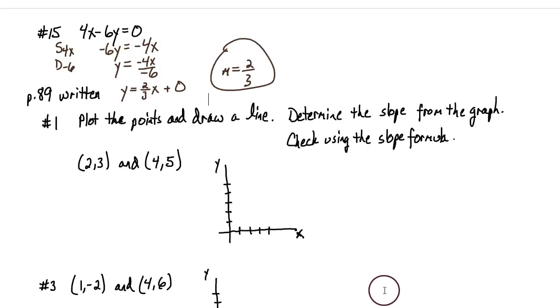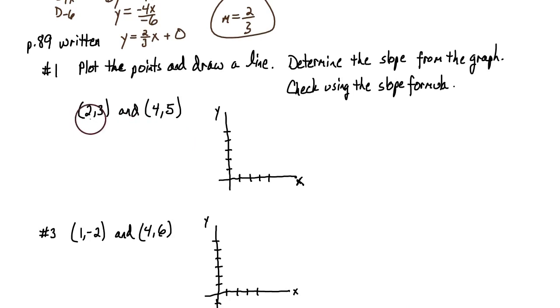Now page 89, the written. We're given 2 ordered pairs. These create points or dots when drawn on a grid. We're asked to plot the points and then draw a line. So let's start with this one, 2, 3. This is the x-coordinate, this is the y-coordinate. So from the origin, go to 2 on the x-axis, and then travel upwards 3 units.